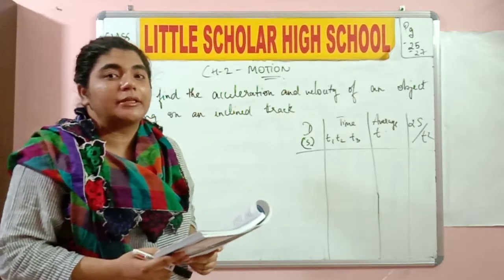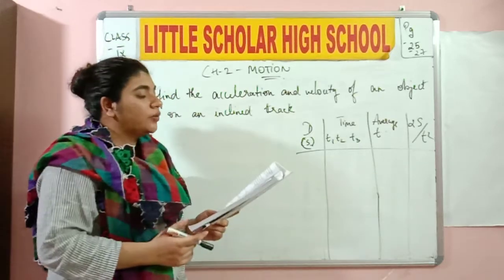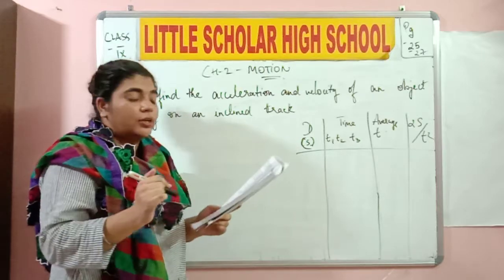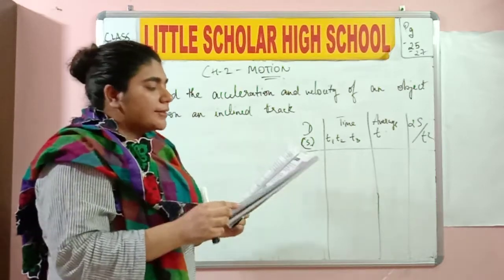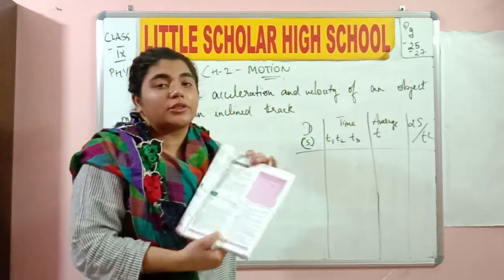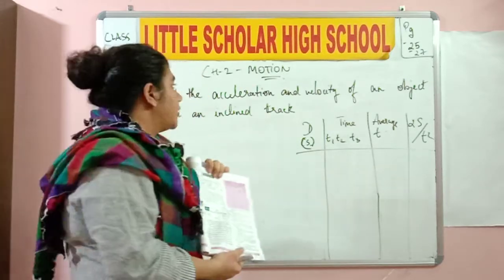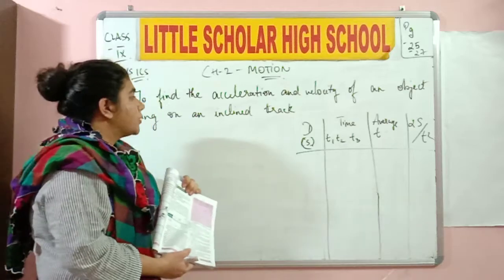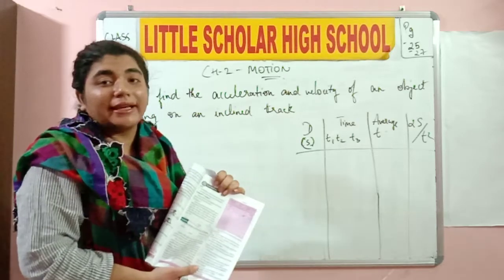Myself Sukdeep. I'll be taking up class 9 physics, and we will continue with chapter 2, Motion, and we are left with just 3 pages which are very simple. So we are on page number 25 and we have a very simple activity over here. The aim here is to find the acceleration and velocity of an object moving on an inclined track.